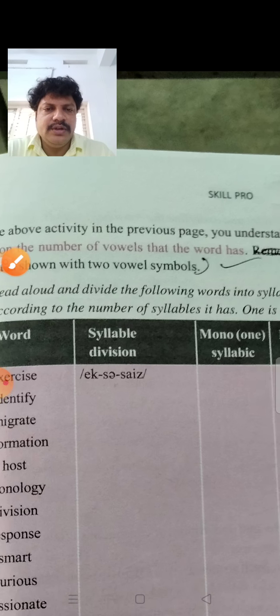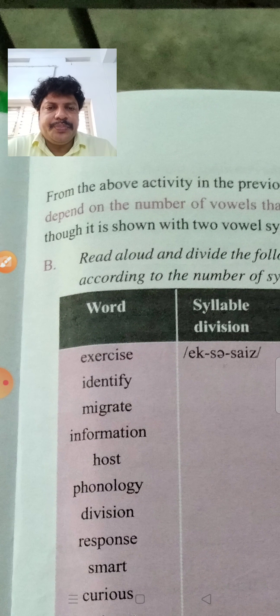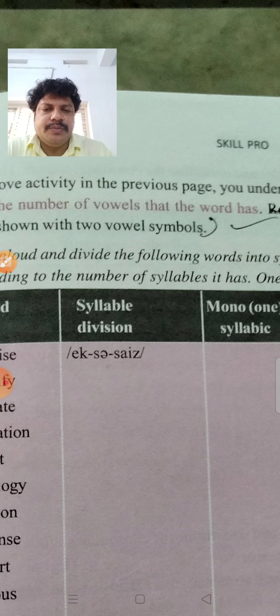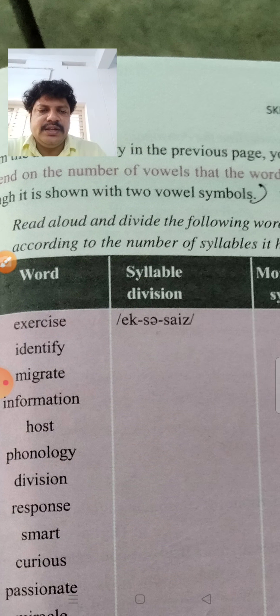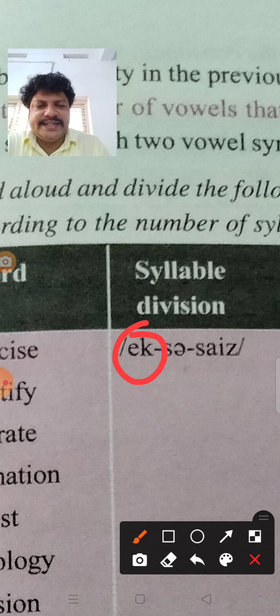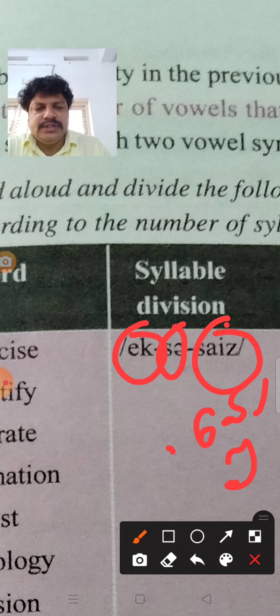You notice that. The second thing is the number of syllables in a word depends on the number of vowels the word has. However many vowels there are, that many syllables you have. Suppose exercise. Look here, it is not X, it is the sound ik in exercise.